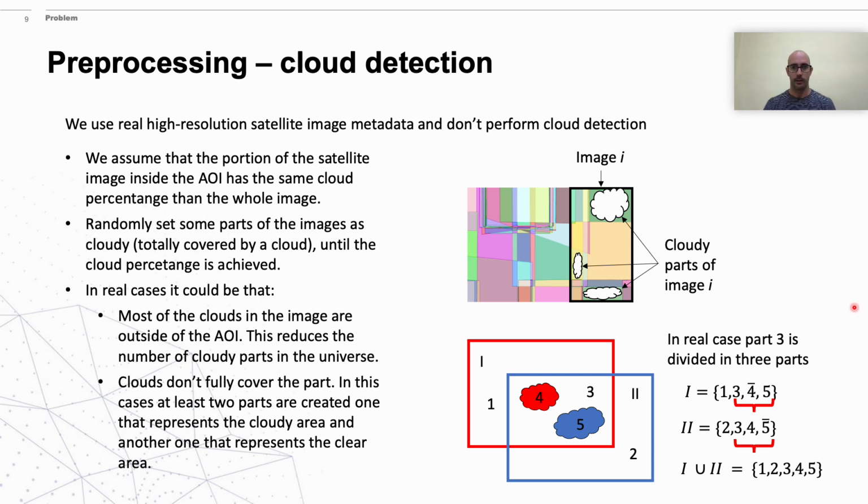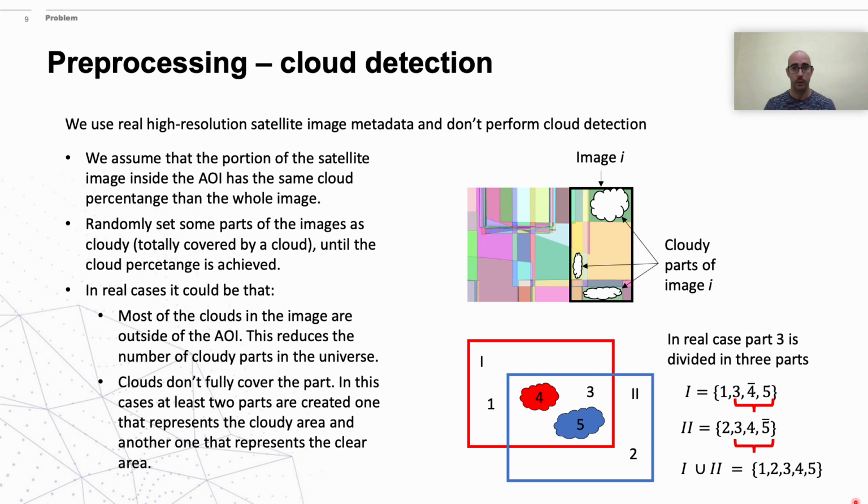In real cases, it could be that most of the clouds are outside the area of interest. If that happens, then inside the area of interest, the cloud coverage percentage is much less than the cloud coverage percentage of the whole image. This doesn't happen if we apply this random allocation method.